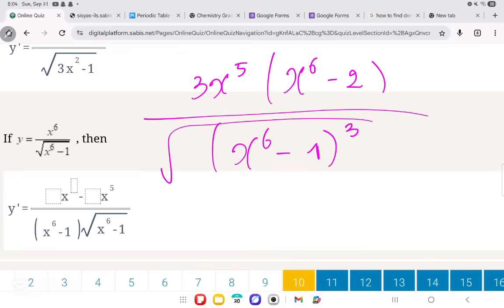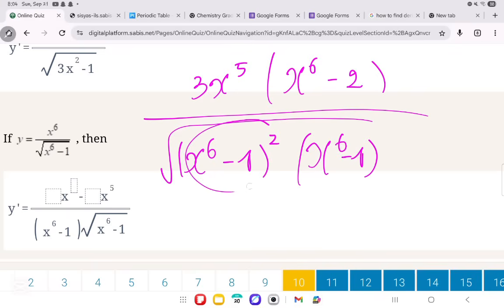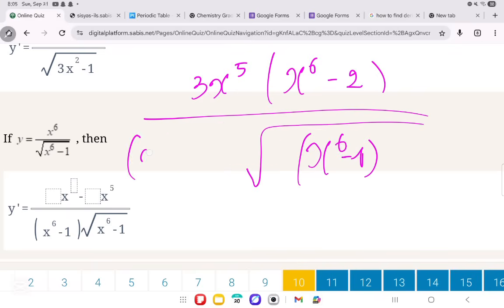And then how do you simplify it? You separate it into 2. You separate it into x to the power of 6 minus 1 to the power of 2 and x to the power of 6 minus 1. Of course, the square root of this is going to be x to the power of 6 minus 1.